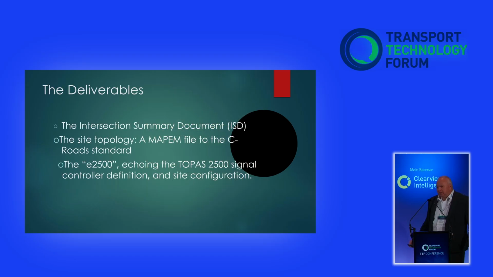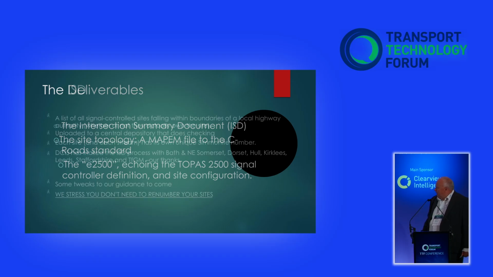So what we're doing, there's three things. One is the intersection summary document. That's where is it, and what number is it. The second is, what does the junction look like? That's easy. There's already an international standard for that, called MAPEM, that we will use. And the third is what we call the E2500. Those of you familiar with signals will know there's a Topaz 2500 signal definition, which is either paper or an Excel. We're doing that in JSON so that it's machine readable.